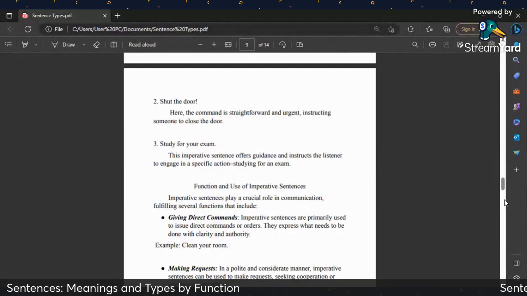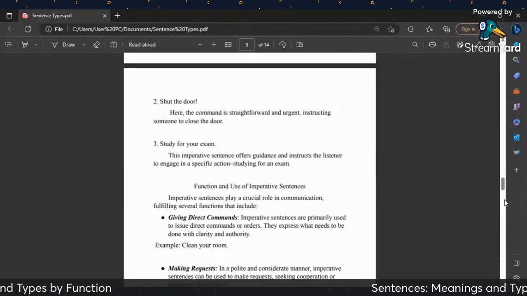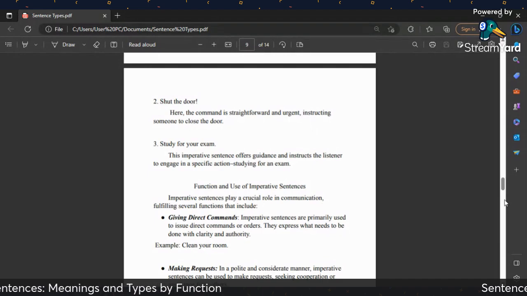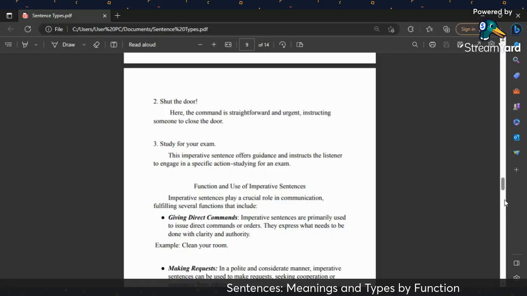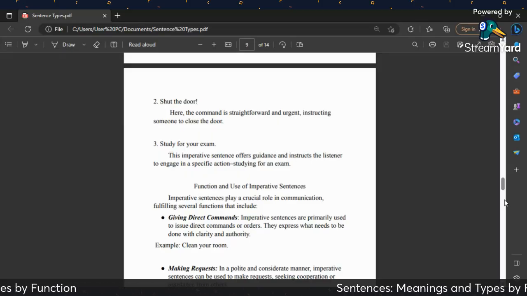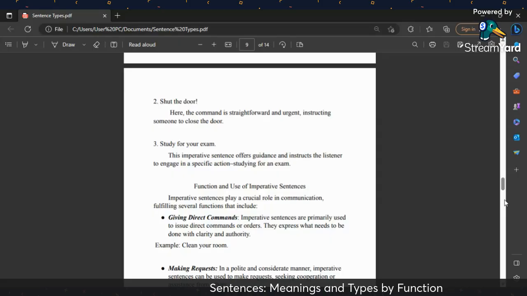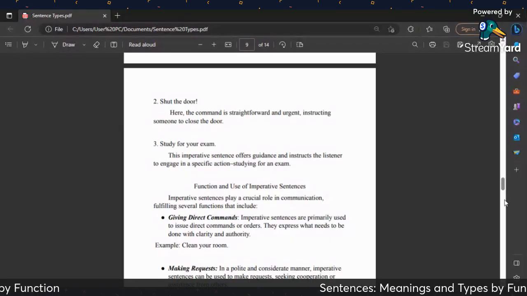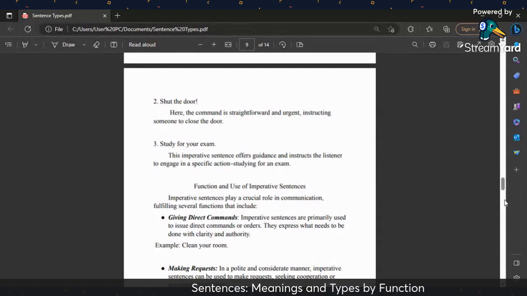The next one, study for your exam. You can see the changes in my tone as I speak. The first one, please pass the salt. The second one, shut the door. The third one, study for your exam. Let me go over it again. Please pass the salt. That is the first one. I'll go over them again, the examples I mean. Please pass the salt. Shut the door. Study for your exam. You can discover that the second example, shut the door, is more prominent. It is powerful because it emphasizes the command with the use of the exclamation mark.